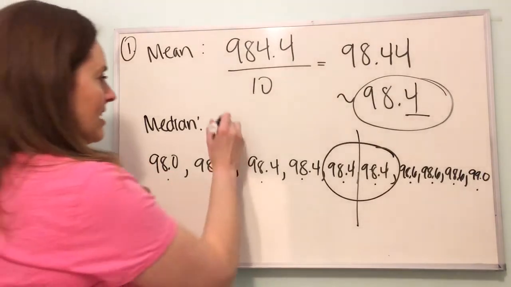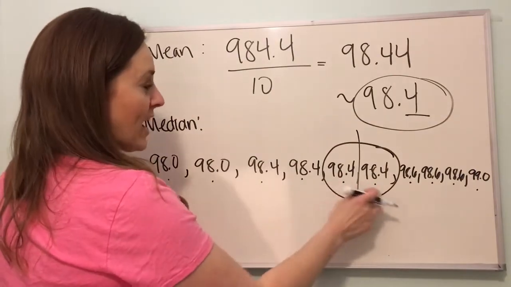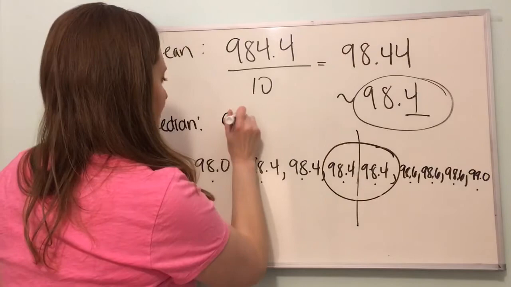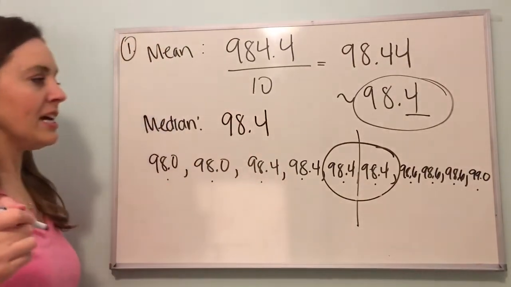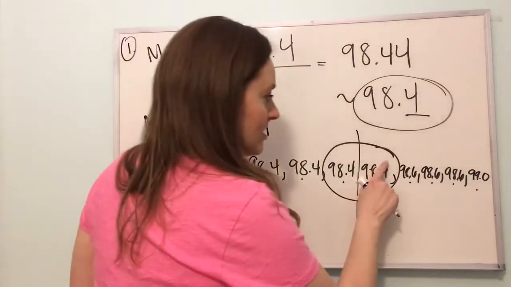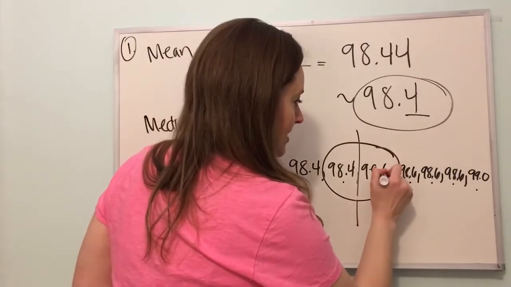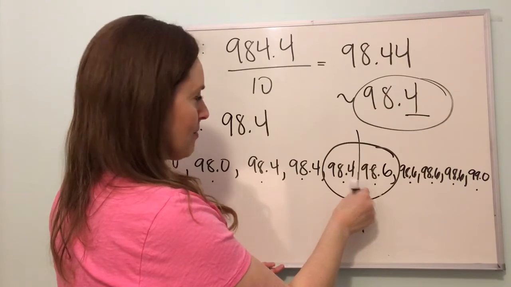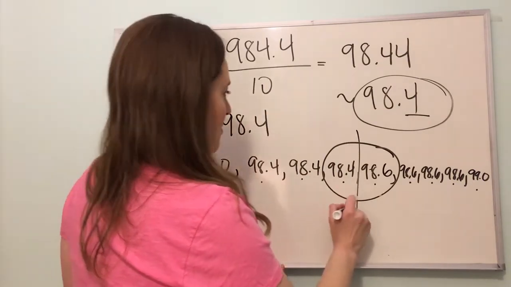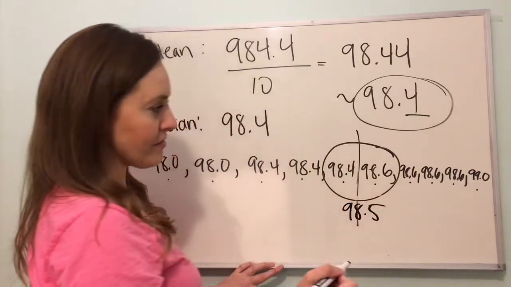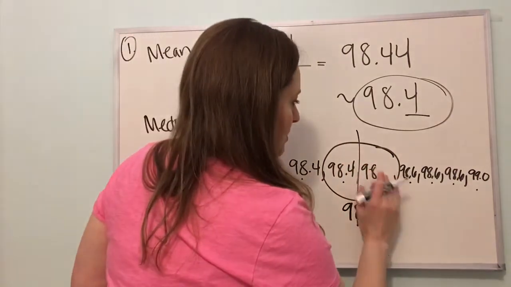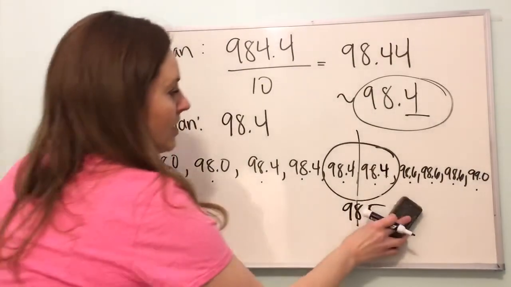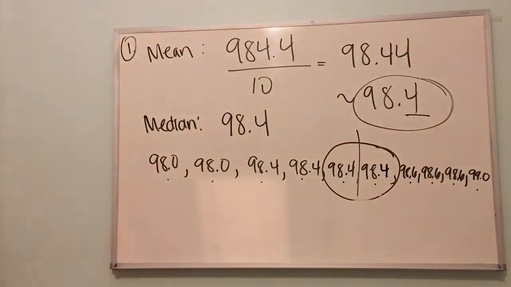So my median then is the average of these, which if you add them together and divide by 2, you're going to get 98.4. If these were different, say this happened to be 98.6 and this was 98.4, you would add those together and divide by 2, and your answer would then be 98.5. But it's not, right? Let me put this back the correct way so no one's confused. All right, so that's the middle.